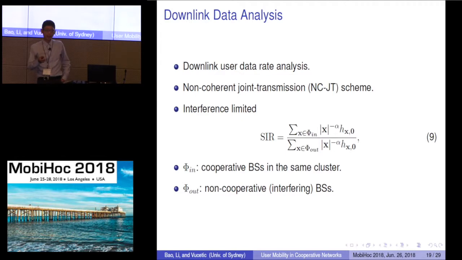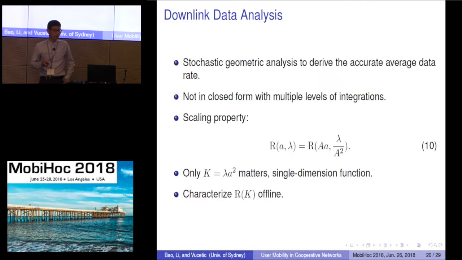So this Φ_in means the cooperative base stations in the same cluster, and this Φ_out means the non-cooperative base stations. And this H term corresponds to the fast fading term. We just assume that they are exponentially distributed. And this can be easily derived by stochastic geometry analysis, so we can derive the average user data rate. However, this is still not in closed form, but with multiple levels of integrations.